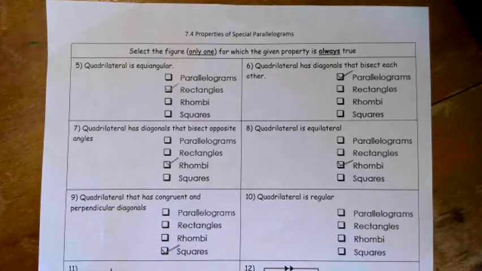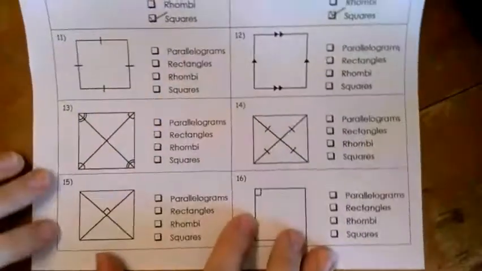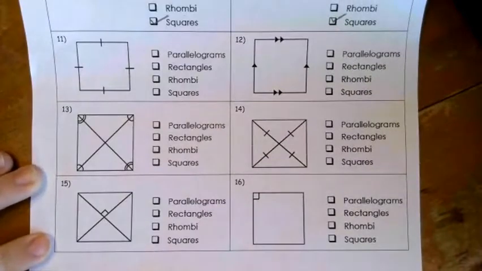We know quadrilateral that is regular. Regular means that it has congruent angles and congruent sides. Remember that from the other day? Congruent angles, congruent sides. That is only squares. All right, try the next 6, 11 through 16. Pause the video, try the next 6.